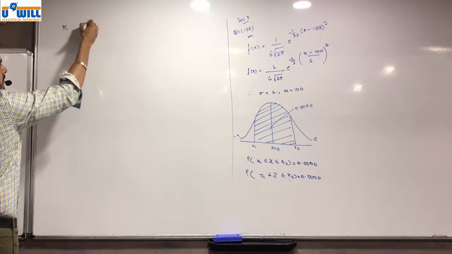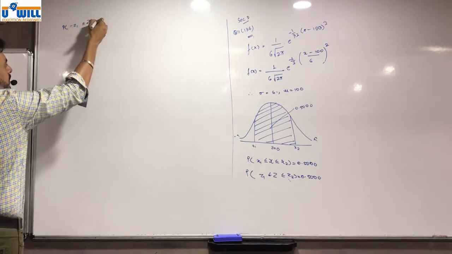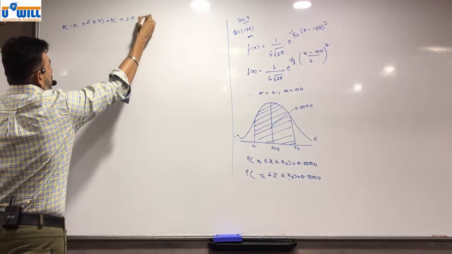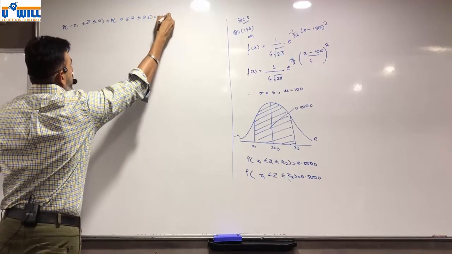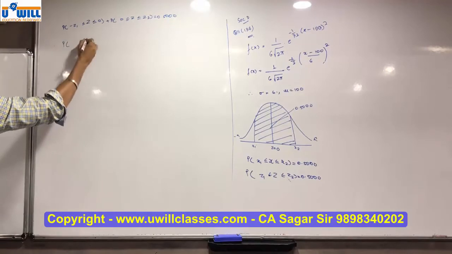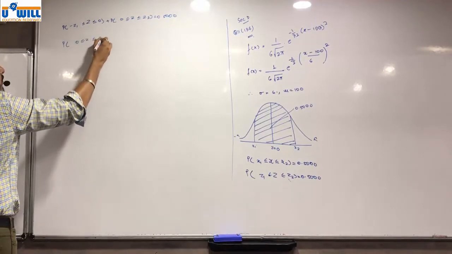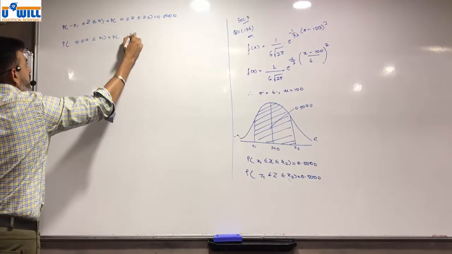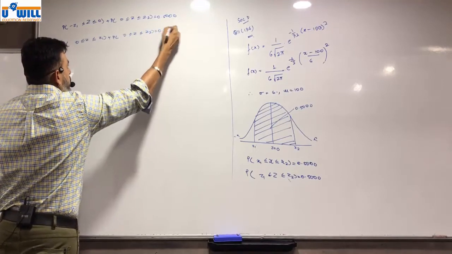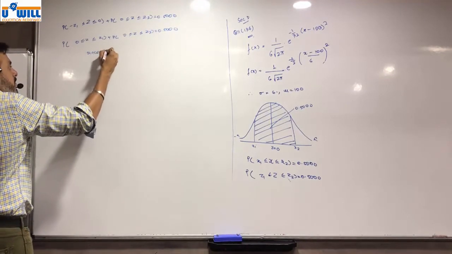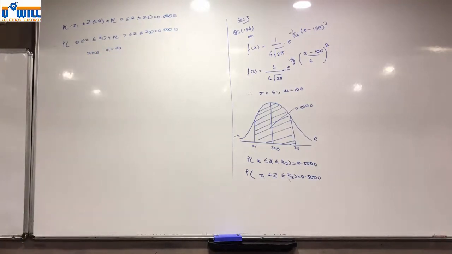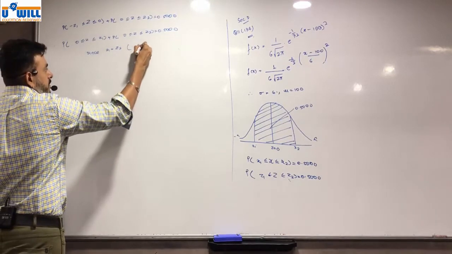probability of z greater than equal to minus z1 less than equal to 0 plus probability of z greater than equal to 0 less than equal to z2 is equal to 0.5000. Therefore, probability of z greater than equal to 0 less than equal to z1 plus probability of z greater than equal to 0 less than equal to z2 is 0.5000. Since z1 is equal to z2, can I say this? Why? Because it is symmetric.